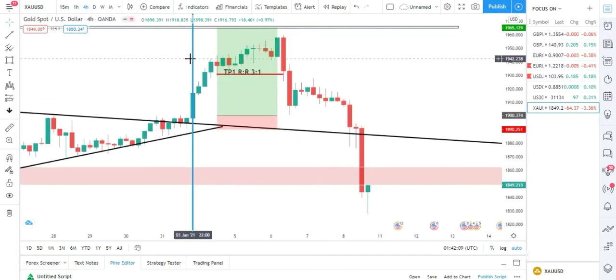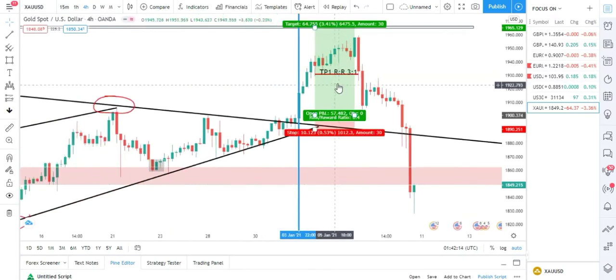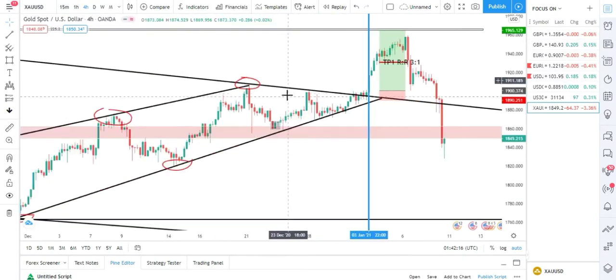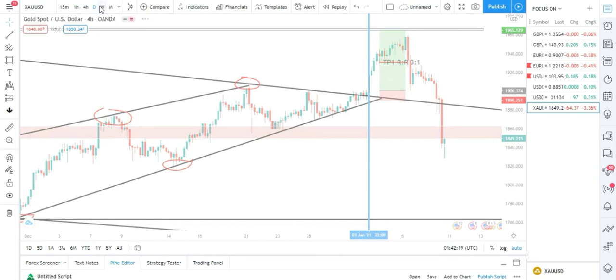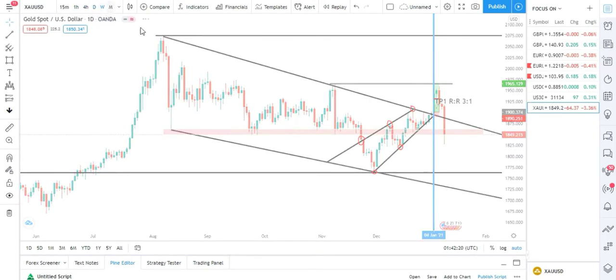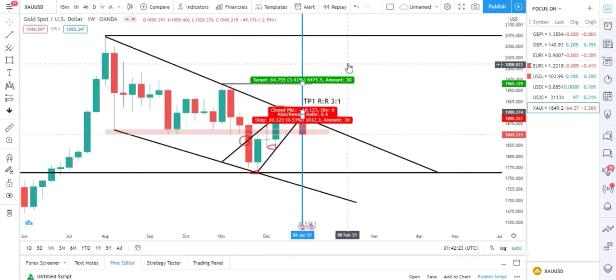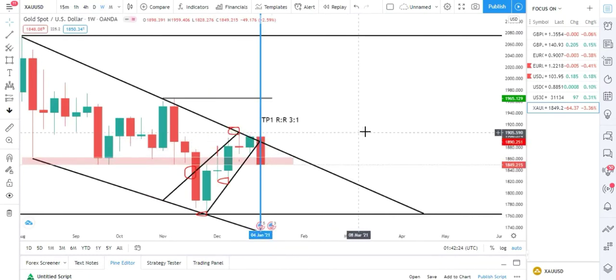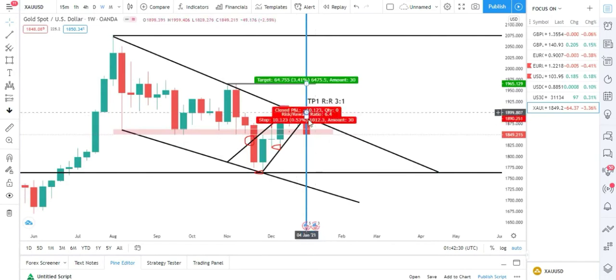Then I was like, let me go to my 4th hour. And what did I write here? It was actually a false breakout. If you get to look at the weekly, you can see that it was a false breakout out of the structure, out of this channel structure. It was a false breakout.